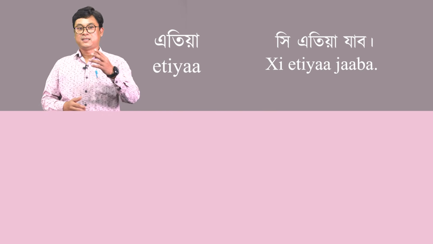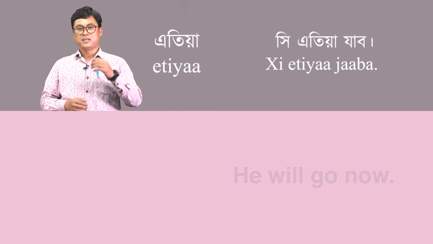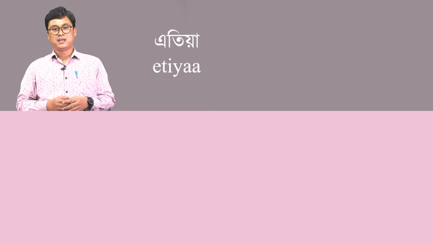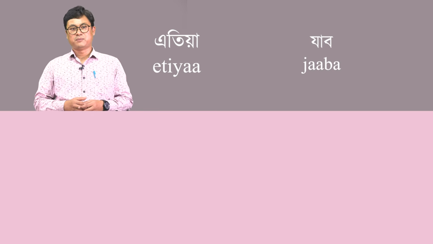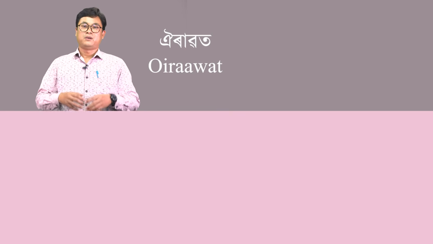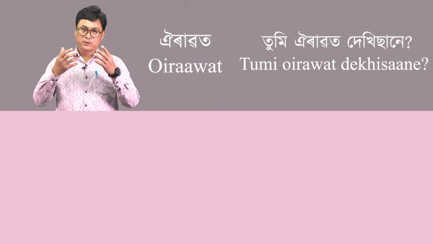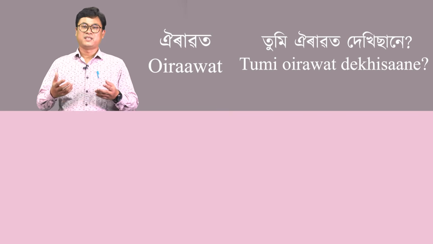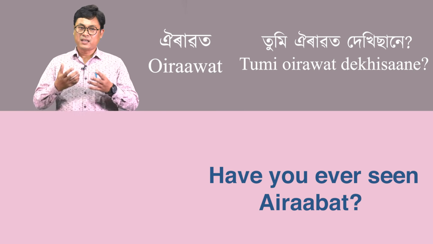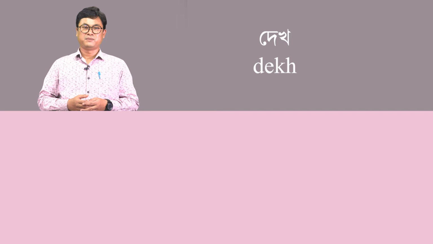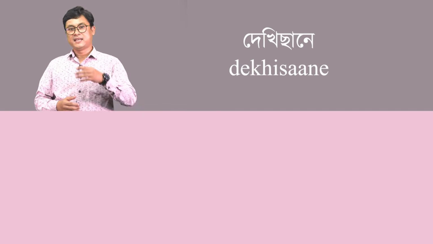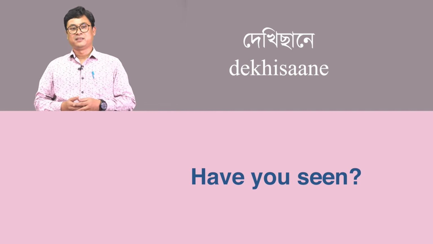Etia, he etia jabo, means he will go now. Here, he means he, ja means go, and jabo means will go. Oirabot, tumi oirabot dekhisane? That means, have you ever seen Airabot? Here, tumi means you, dekh means see, and dekhisane means have you seen.